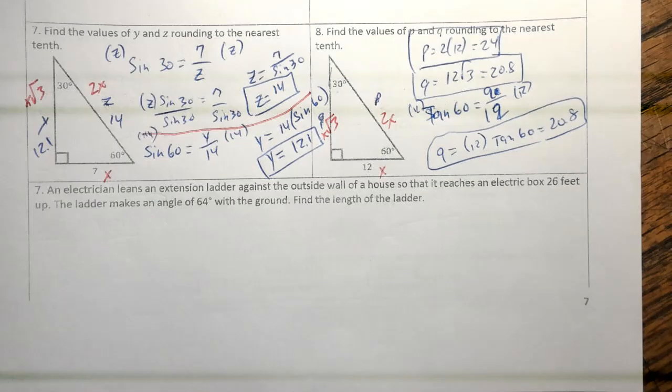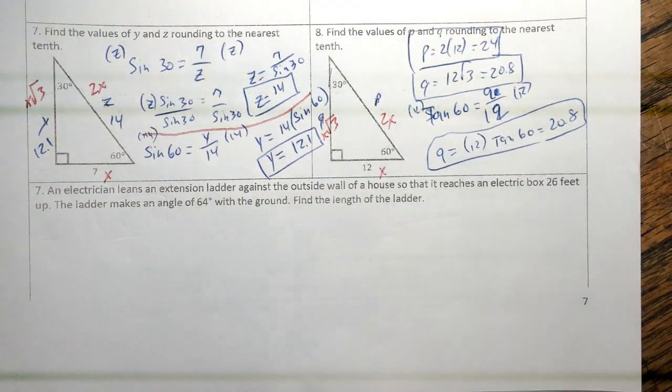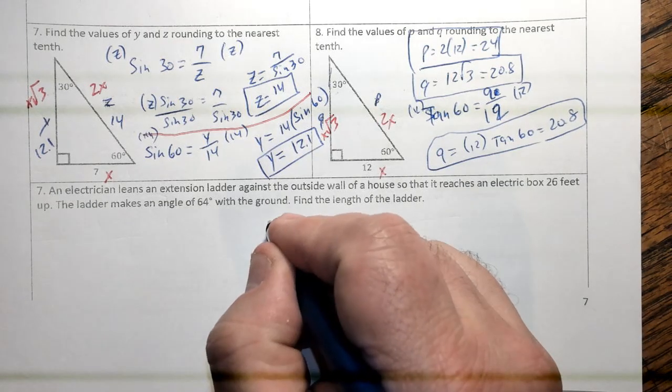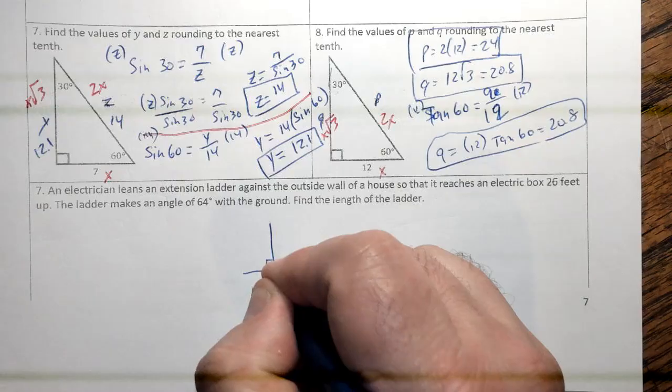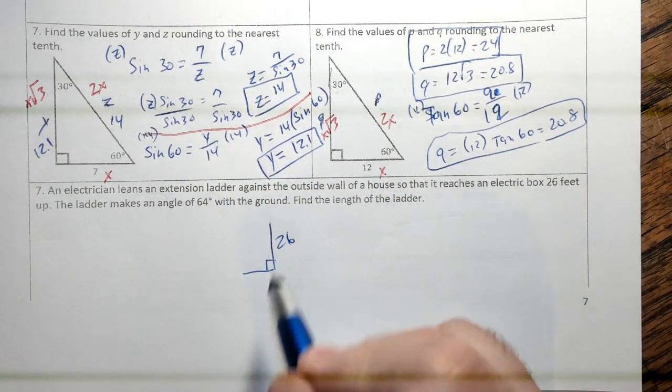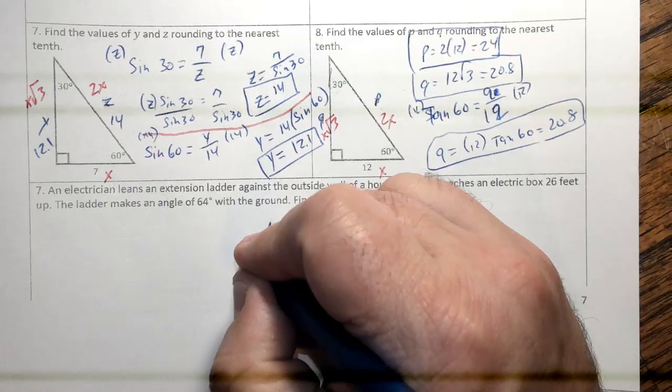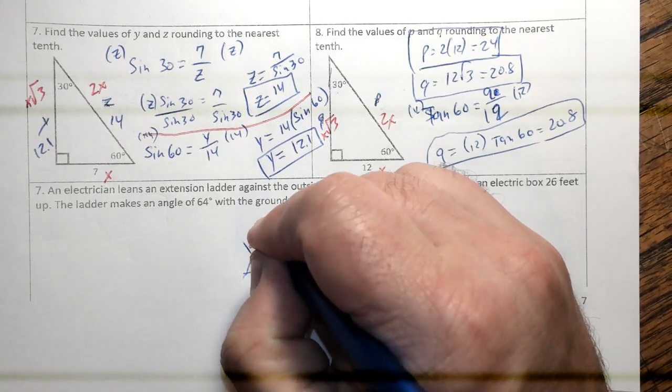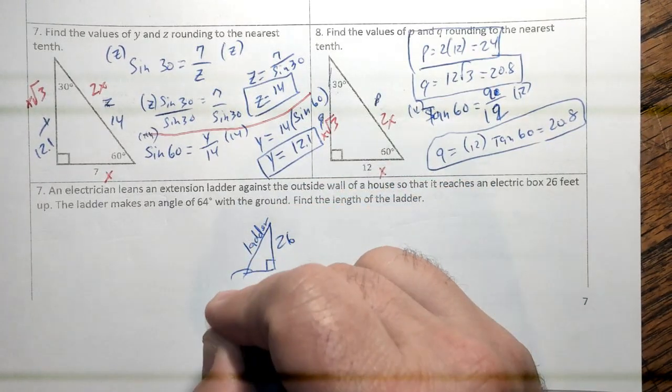Okay, bottom of the page, number 7. An electrician leans an extension ladder against an outside wall of a house that reaches an electric box 26 feet up. The ladder makes an angle of 64 degrees with the ground. Find the length of the ladder. So the house and the ground make a 90-degree angle, just like when you stand on the ground. So they say 26 feet up to this box. Here's his ladder. His ladder is going to be the hypotenuse. And they say this is 64.